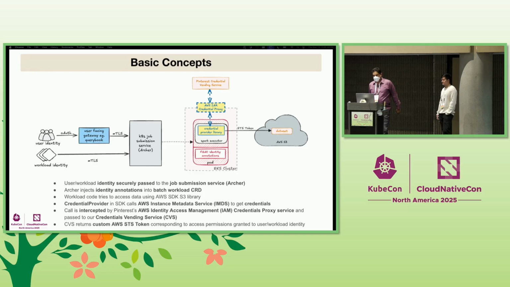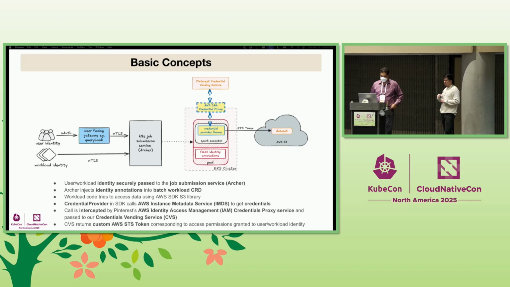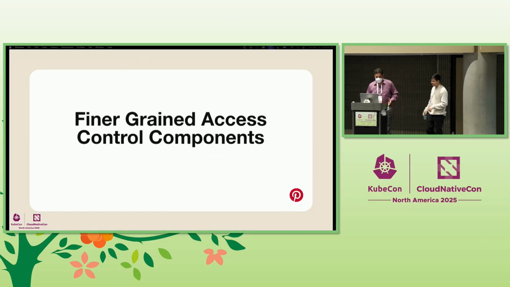So STS is AWS's Security Token Service. It's a temporary STS token that goes back all the way to the user or the workflow that requested that access to S3. And it's a customized STS token. And then it now has the ability to access the S3 bucket. Okay, so that hopefully gives an idea of what the basic concept is behind access. I'll now transition to Will to talk more about the various components.